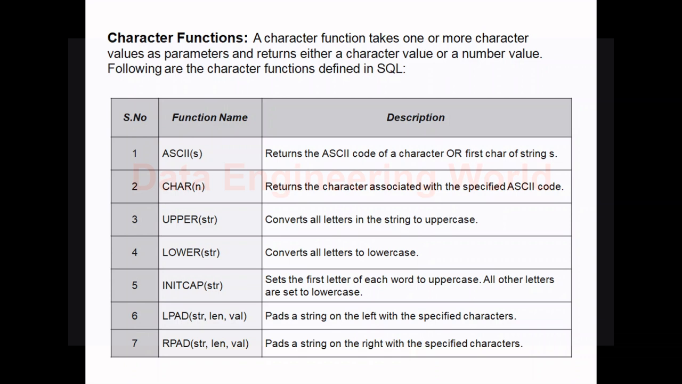The first character function is ASCII, which returns the ASCII code of a character or the ASCII code of the first character of a string. This function takes only a single parameter, which is either a single character or a string. Let's look at an example of using the ASCII function in Oracle.